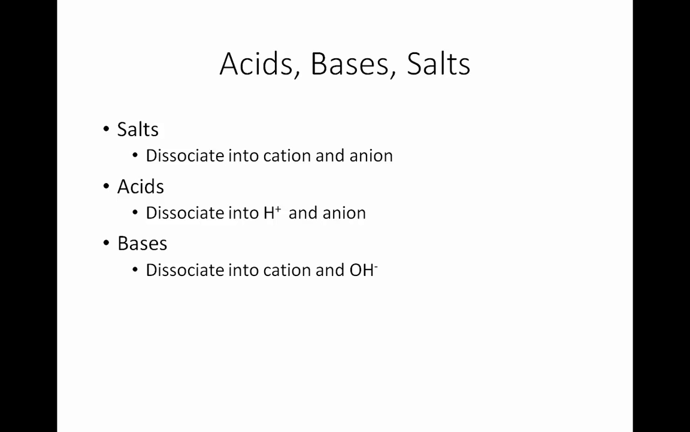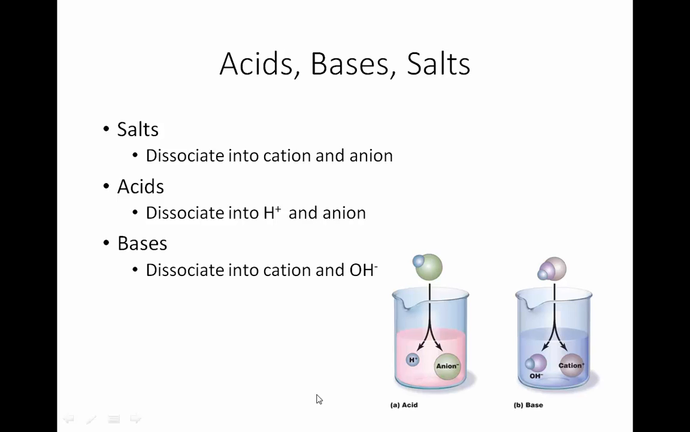So something like NaCl would be a salt because it would dissociate into sodium and chloride. Something like HCl would be an acid because it would dissociate into hydrogen ions and chloride ions. And something like NaOH would be a base because it would dissociate into sodium ions and hydroxyl ions. Here you see the difference between an acid, hydrogen ions and some anion, could be any kind of anion. And here's a base, the hydroxyl ion, and some cation.